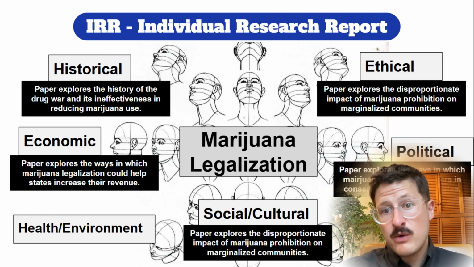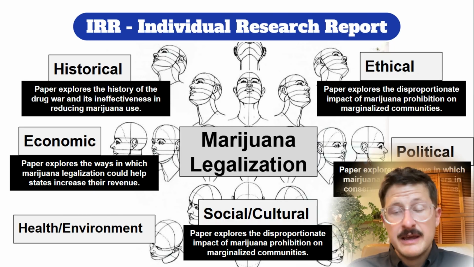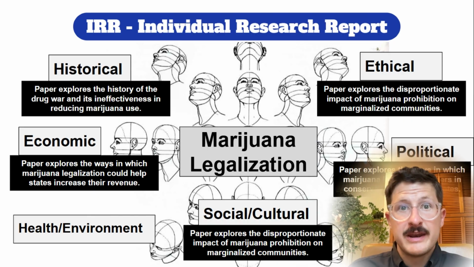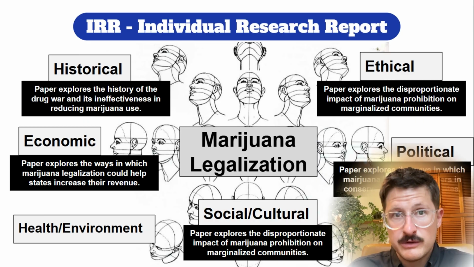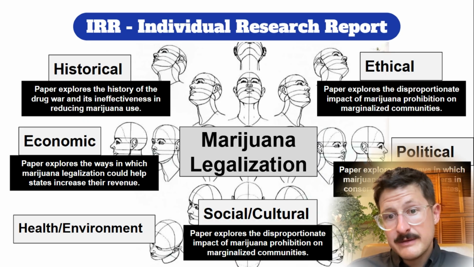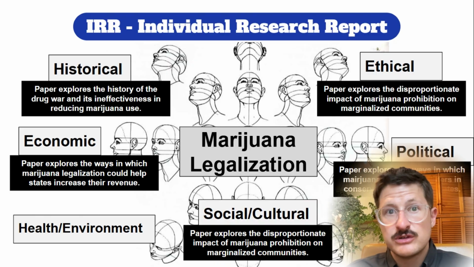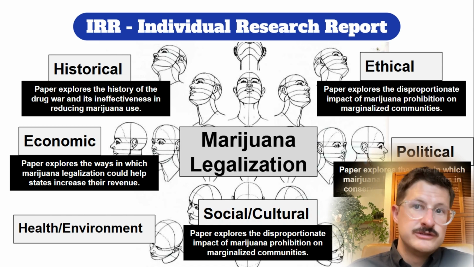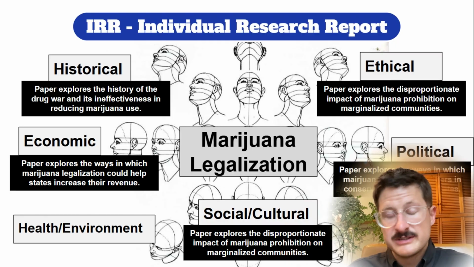So let's take a look at how these different papers might form around the group's topic of marijuana legalization. Let's say you are choosing to explore this historically. You might have a paper that explores the history of the war on drugs and how it's been ineffective in reducing marijuana use. Another student who picks the economic lens or discipline might look at the ways in which marijuana legalization has helped certain states or countries increase their revenue. And then let's say you are looking at political. You can explore the ways in which marijuana legalization differs in conservative and liberal states in the US.